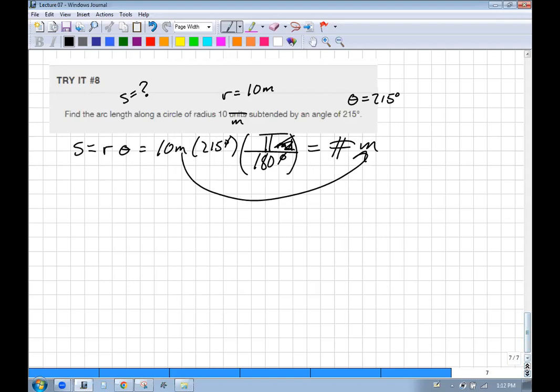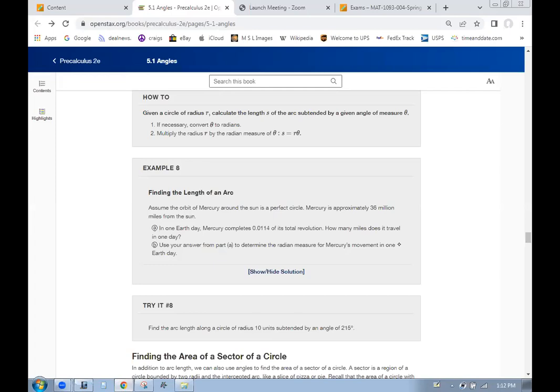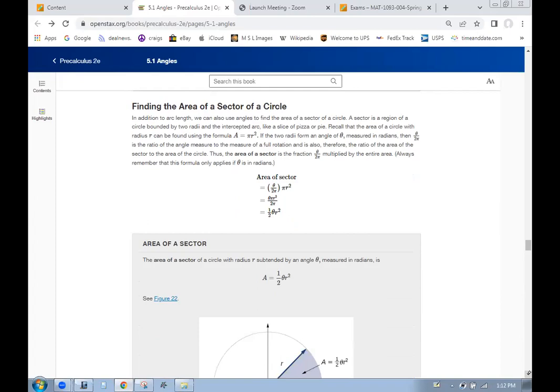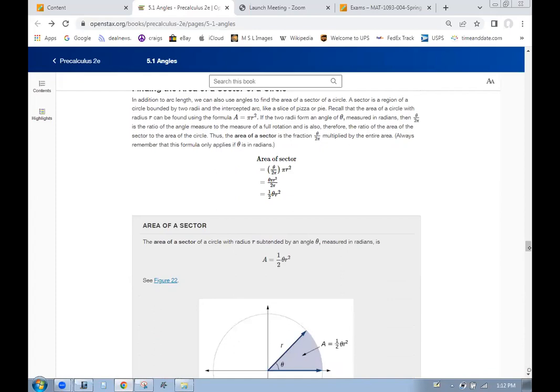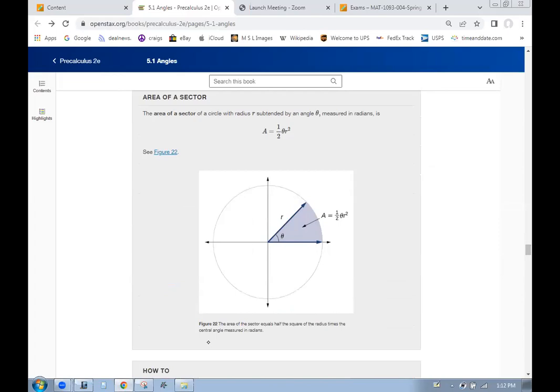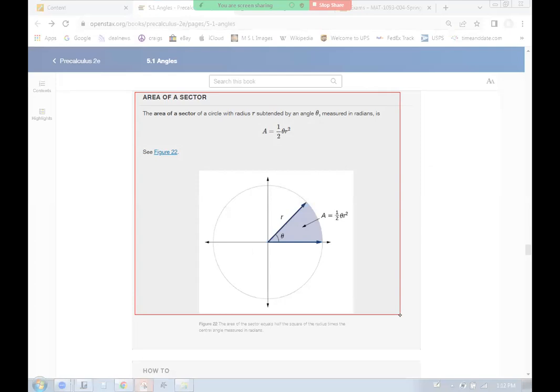I don't want to waste time plugging numbers into calculators, right? That was try it number 8. All right, here's the area of a sector of a circle. Okay, oops. So they kind of explain how they come up with this area, but it's a sucky explanation, so I'm going to derive it for you.